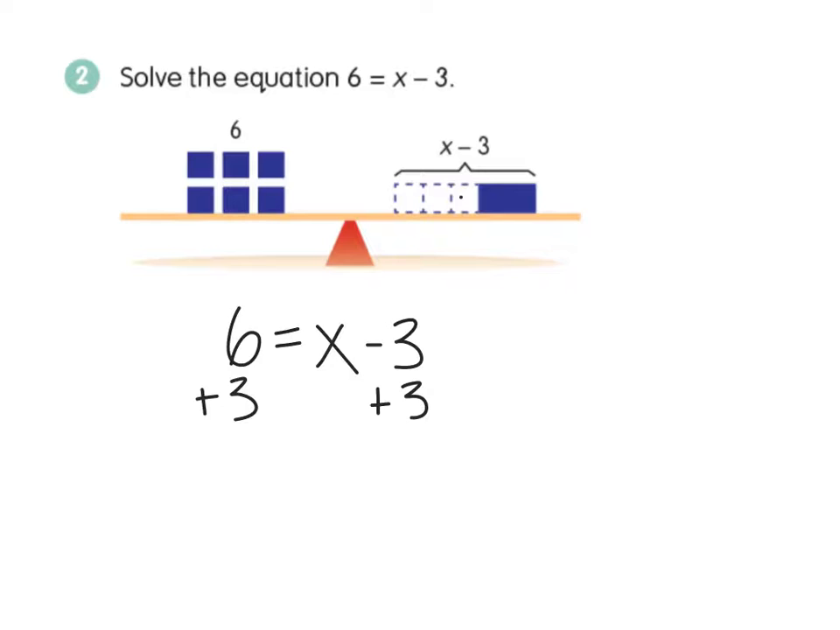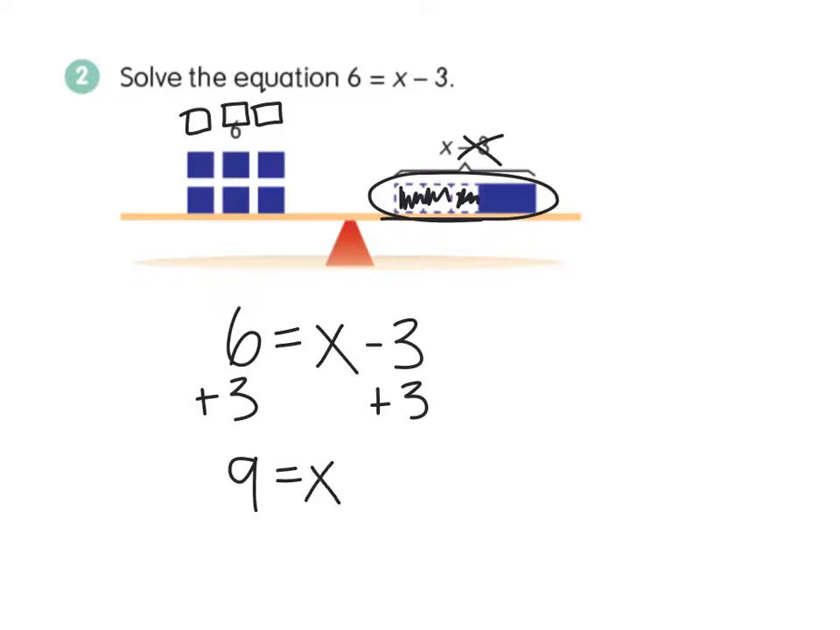When I add 3 up here, I'm going to fill in this, and I'm going to fill in this, and I'm going to fill in this. And now that I've added 3, now I just have x. So this bar represents x. And when I add 3 over here to this side, to keep everything balanced, now I have 9. So I have 9 is equal to x. It doesn't matter which way you write it.